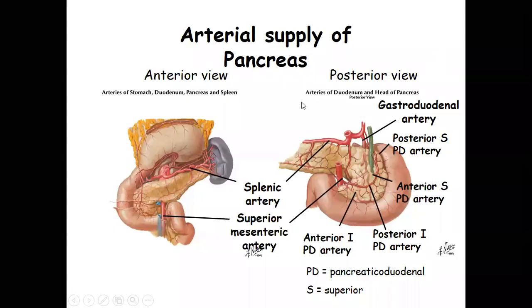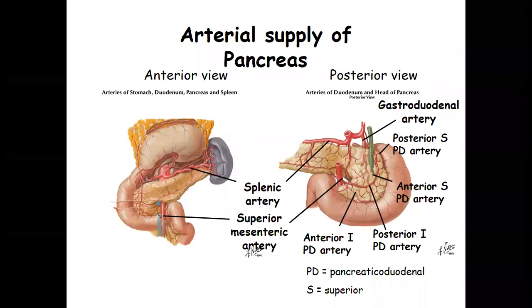Right now I have made connections to the picture to make it clear, because some components of the picture may be slightly confusing. You can see here this is the gastroduodenal artery. The arrow was not quite correct, so I have corrected it. Let me recap what I mentioned just now. This is the posterior view, this is the anterior view, and this is the gastroduodenal artery.